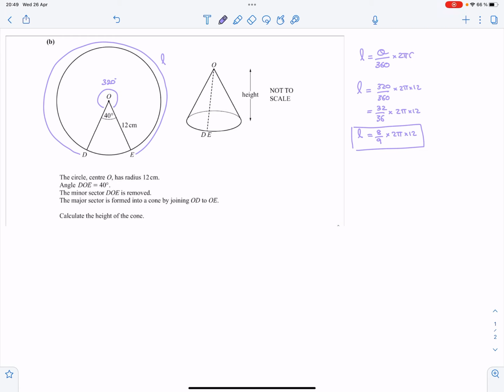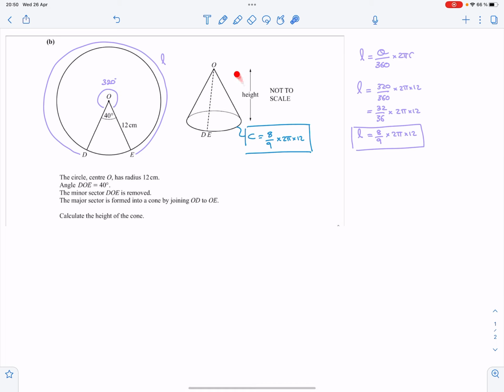Now that I have that arc length, that's allowed me to use this circular sector, and in particular its arc length, to come up with the circumference of the cone that I have here. So now I can say that this circumference, which I'll just call C, is equal to this expression, 8 ninths times 2 pi times 12. Okay, it has to be. So keep that in mind. I'm going to come back to that in a minute. In fact, I'll go ahead and box that, just to make sure I remember to come back to it.